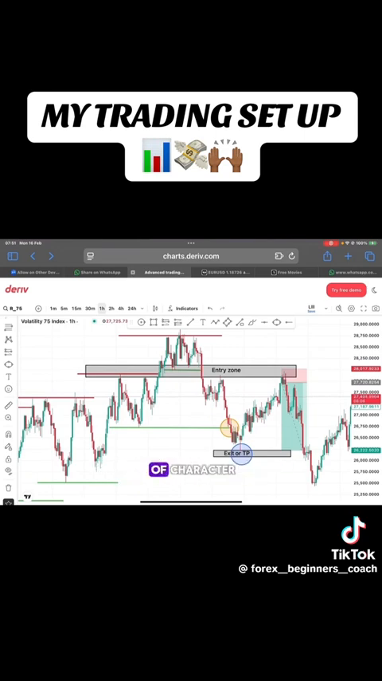After identifying your change of character, what is the third step? You need to identify where the change of character ended, where the market stopped, that movement that led to the change of character, that led to the breaking of two higher lows. Where did it end?